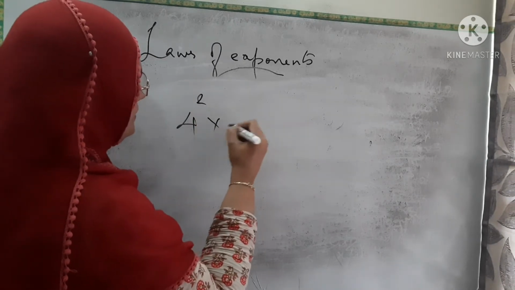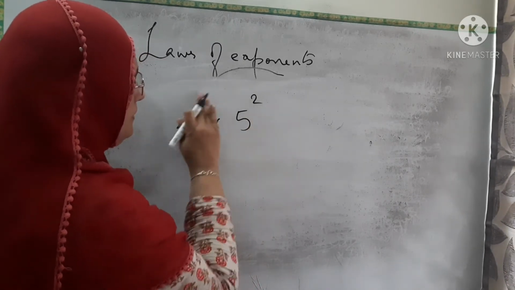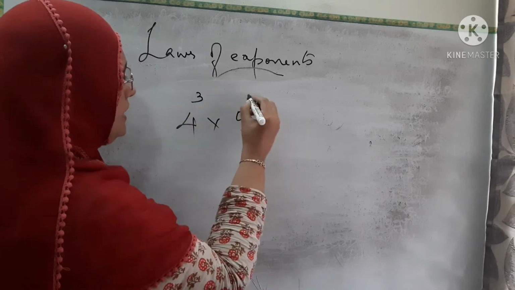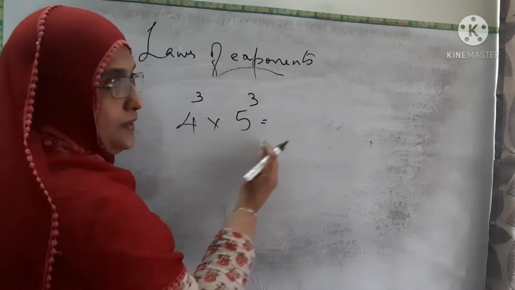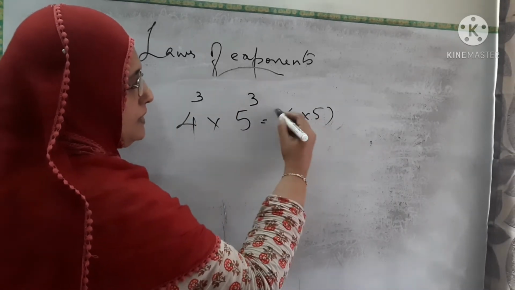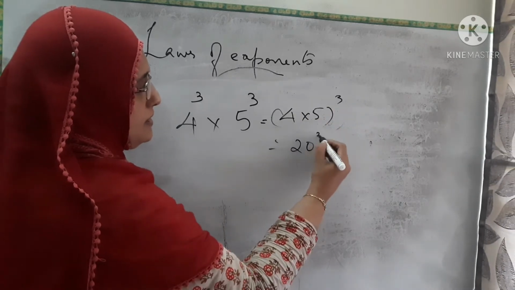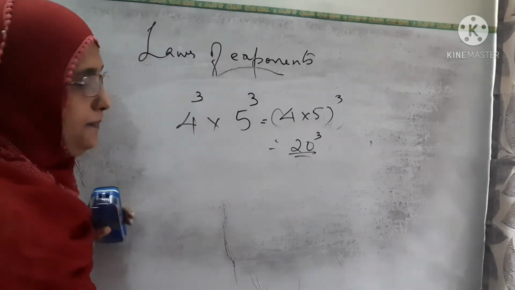4 square into 5 square. Or you can take another power: 4 raised to 3 into 5 raised to 3. What is the answer? 4 into 5, the whole raised to 3. That is 20 raised to 3.